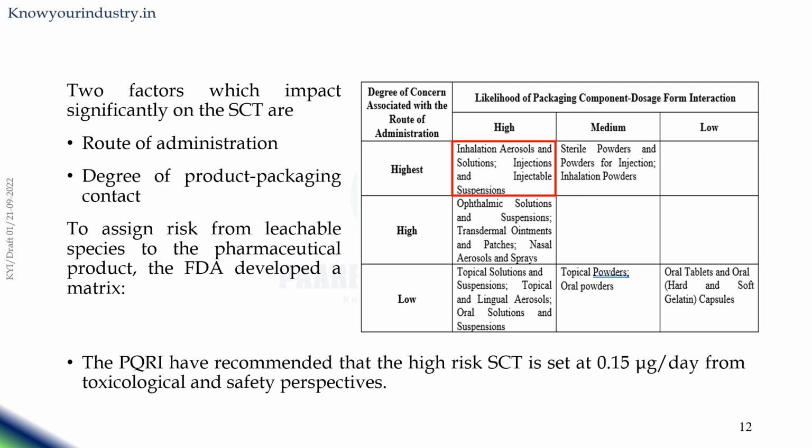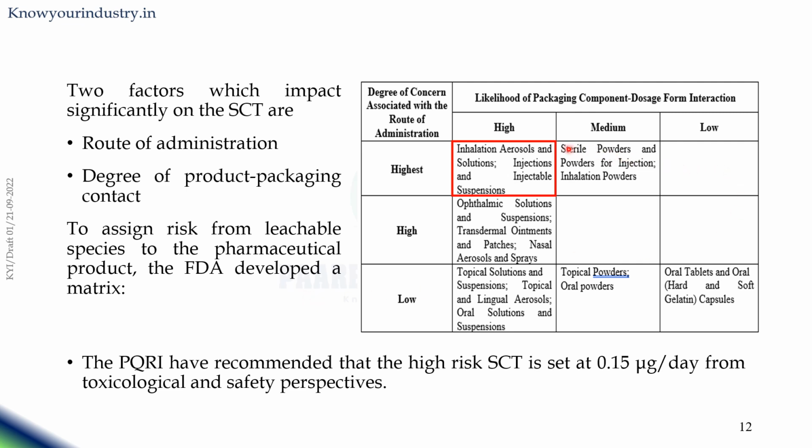As I said in the earlier slide, the safety concern threshold is basically defined by the type of products. The two factors defining the safety concern threshold are nothing but the route of administration and the degree of product packaging contact. These are the two important parameters. That's what overall we defined as the type of product. Based on the route of administration and the degree of product packaging contact, the FDA and regulatory agencies have assigned the risk of several types of products, based on which the AET is derived.